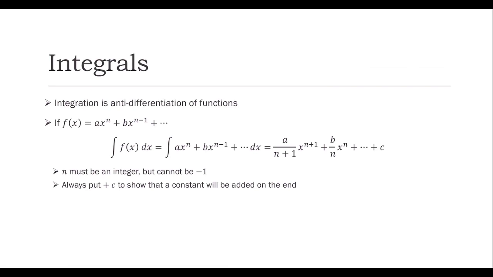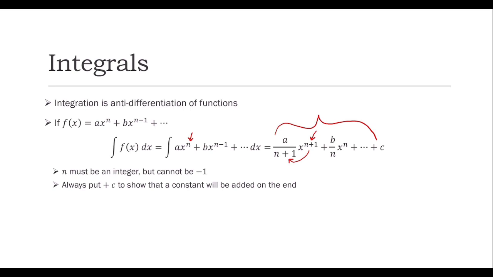So integration is anti-differentiation of functions. So it's undoing our derivatives of the function. So it's the opposite of doing a derivative. So if f of x, for example, equals a times x to the n plus b times x to the n minus 1 plus whatever else, your integral of f of x would be the integral of that, which equals this right here. So instead of subtracting 1 from your original exponent, you're adding 1. And then instead of multiplying by the exponent, we're dividing by it.